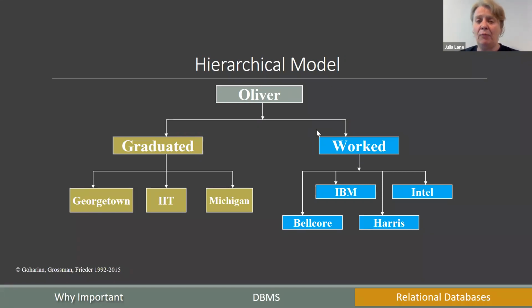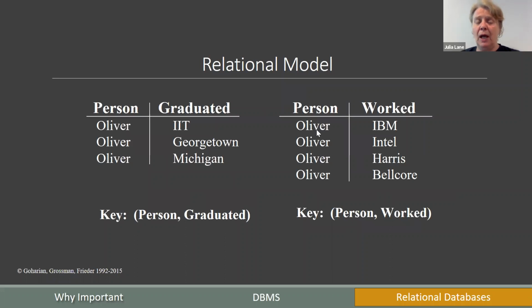Now, the relational model talks about keys. So you've got an individual called Oliver, you've got a list of places where Oliver graduated and a list of places where he worked, and the key between those two things is the person. The basic idea here is you want to develop a set of keys which links these two tables in a relational manner.